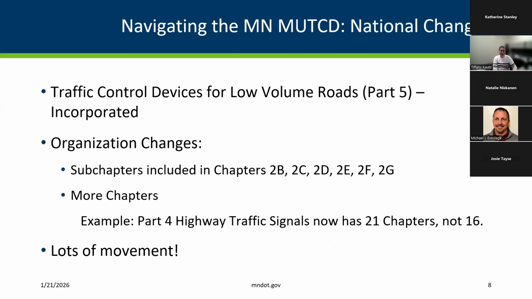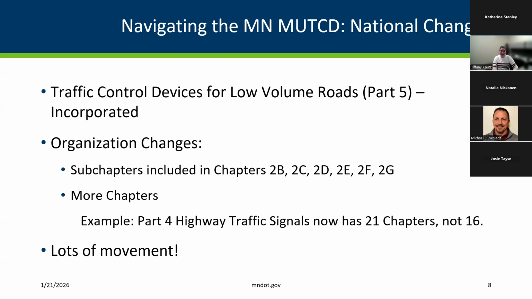A couple of changes occurred at the national level. Part 5, which was traffic control devices for low volume roads, has been incorporated into the rest of the manual, and Part 5 has now been repurposed for automated vehicles. Also, there have been some organizational changes in some of our bigger chapters in the signing part. 2B, 2C, 2D, E, F, and G have been divided into sub-chapters. What that will do is combine or group like types of sections together to hopefully help you find information more efficiently.